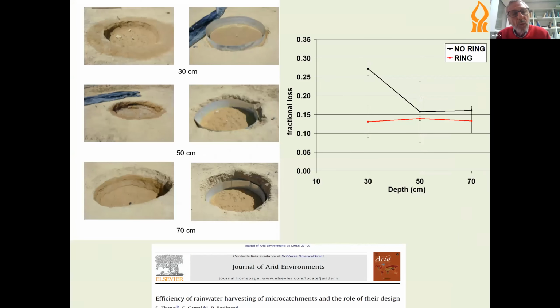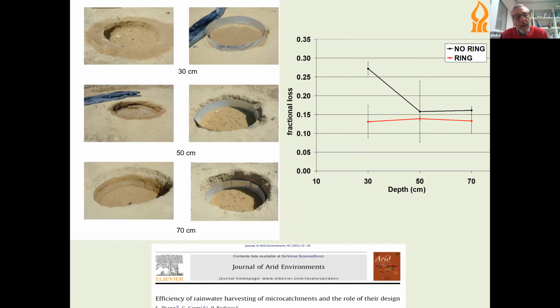In order to see what caused this dramatic lack of success of the microcatchment, I had the impression that it had to do with the evaporation of water from the bare soil. And indeed, we carried out a trial in which we looked at how the depth of the pit affects the distribution of water. And you can see here we made pits of different depths, 30, 50, and 70 centimeters.